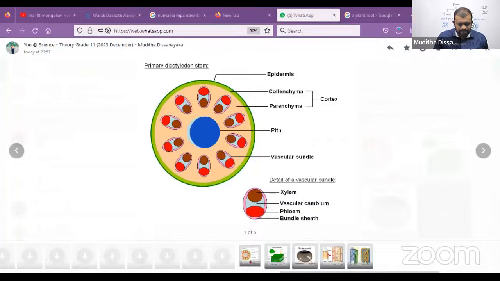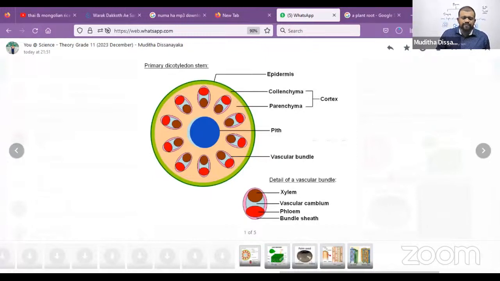Next one, pith and cortex of roots. Again, the root is the same thing, right? The root is also having the same structure. Cortex and pith of the root is also parenchyma.